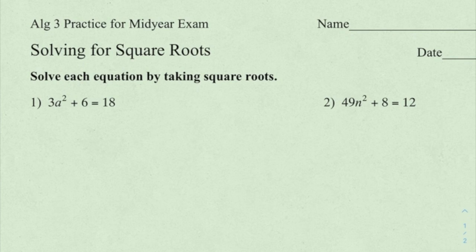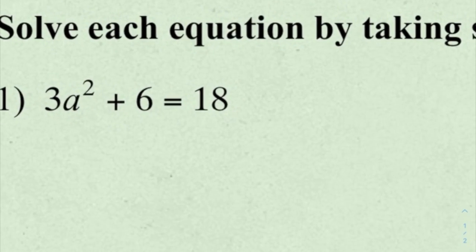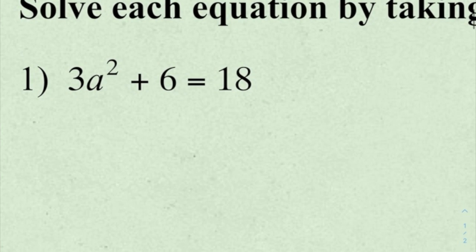In this example, we're going to look at how to solve for square roots. And I'll remind you that we're really following just the same exact steps that you learned in Algebra 1 until the final step when you take a square root. So in the first problem, number 1, we have 3a squared plus 6 equals 18.